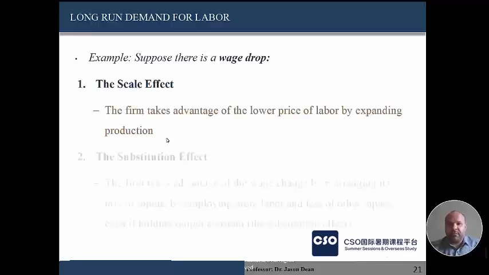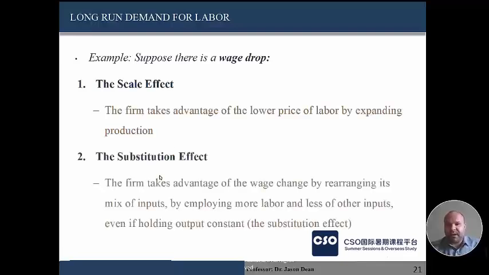The substitution effect, on the other hand, would say the firm should take advantage of the wage drop by rearranging its mix of inputs and employing more labor and less of other inputs, even holding output constant. So the substitution effect is saying labor is cheaper now, we should buy more of it.